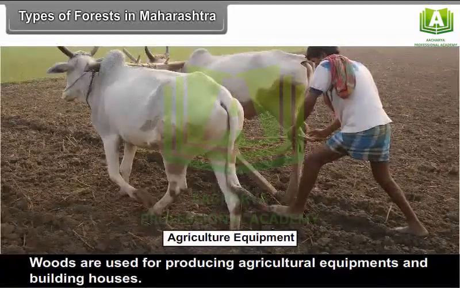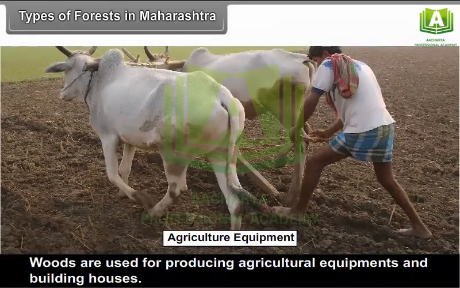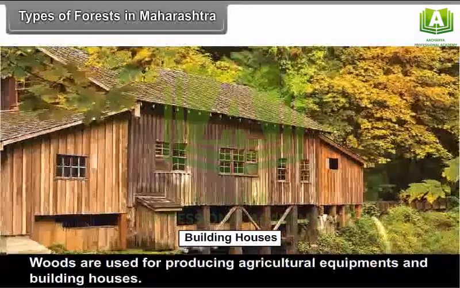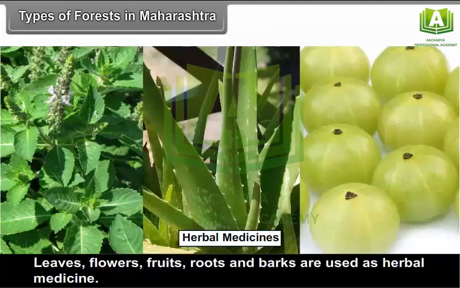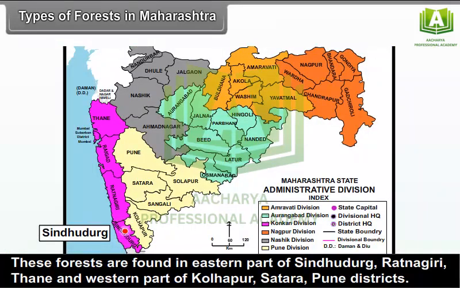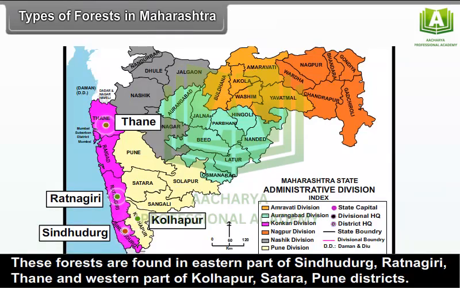Woods are used for producing agricultural equipment and building houses. Leaves, flowers, fruits, roots, and barks are used as herbal medicine. These forests are found in the eastern part of Sindhudurg, Ratnagiri, Thane, and the western part of Kolhapur, Satara, and Pune districts.